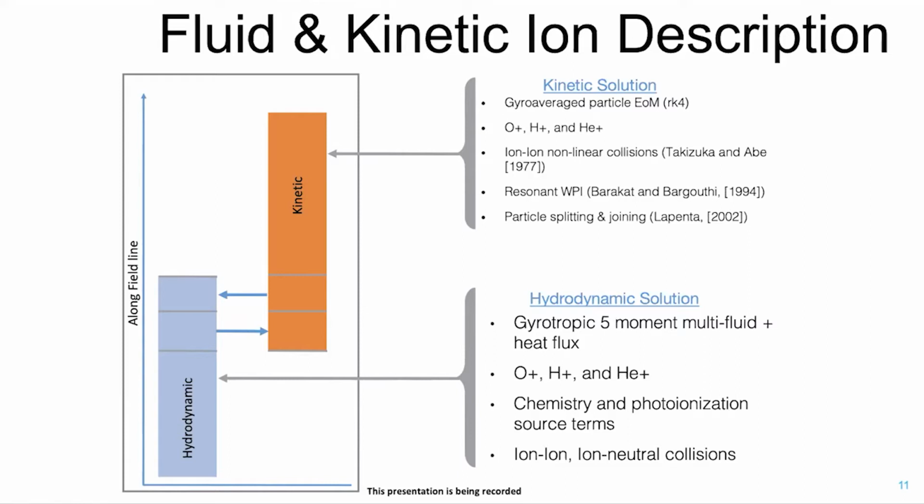And finally, we include particle splitting and joining to try and control our statistics. Basically, we can split particles apart or join them together in order to meet a target number of particles per cell. This will be very important later in the presentation when I talk about the implementation of Lagrangian remap.